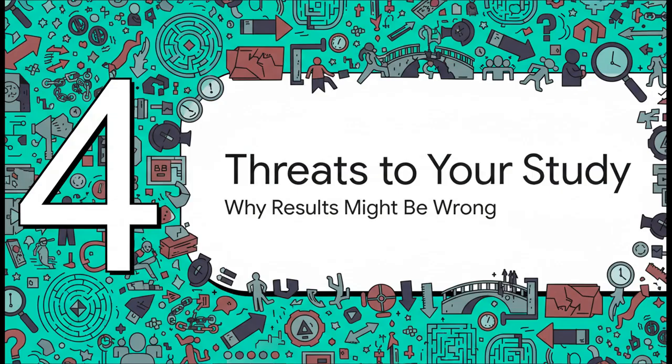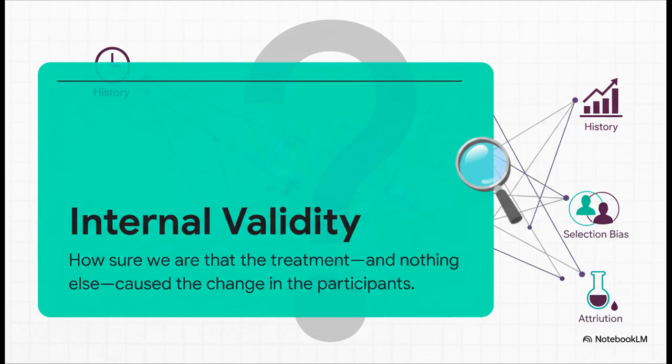We call these threats to validity, and if you're not paying attention, they can totally wreck your conclusions. And the main thing these threats attack is your internal validity. Now, that's just a fancy term for asking a really simple question. How sure are we that our teaching method and nothing else was the reason the student scores changed? Let's look at a couple of the big threats.